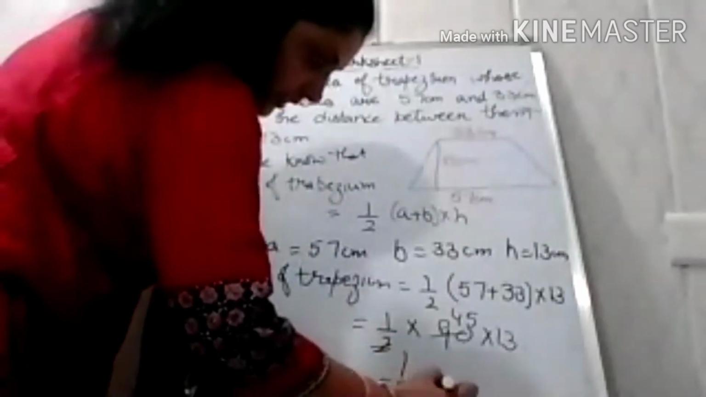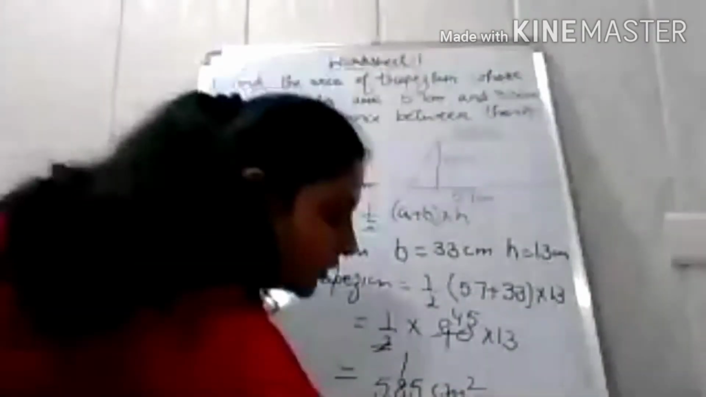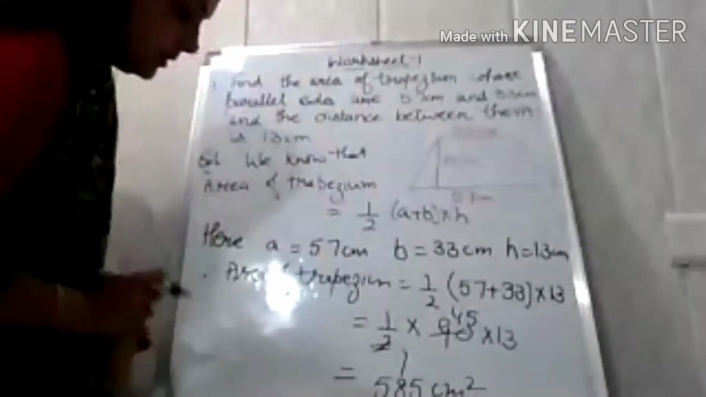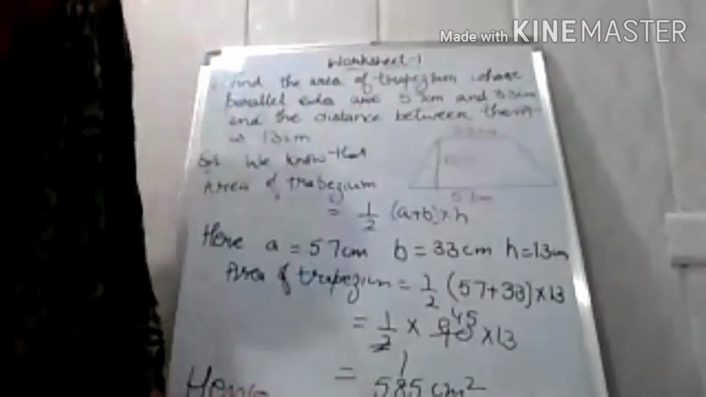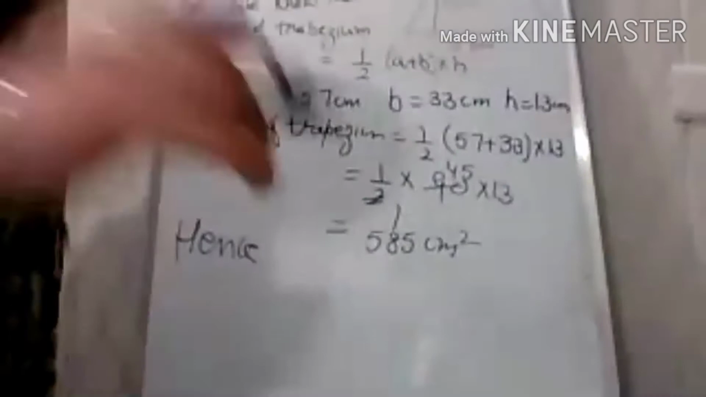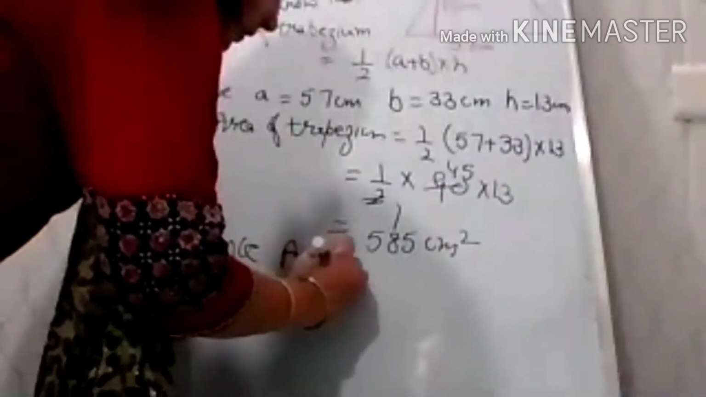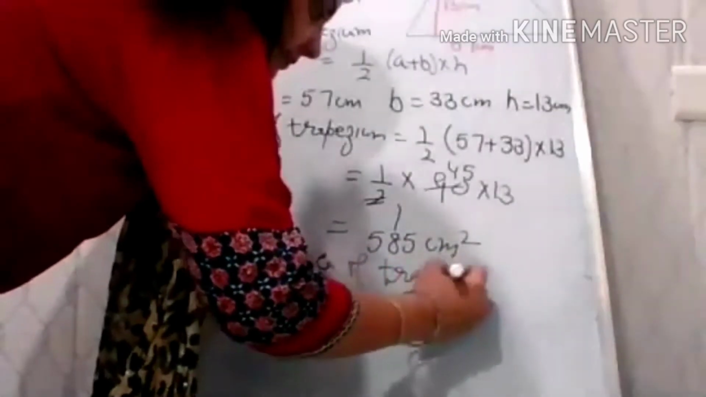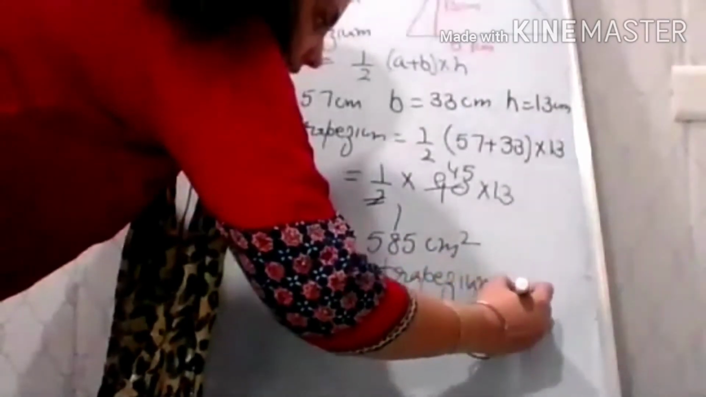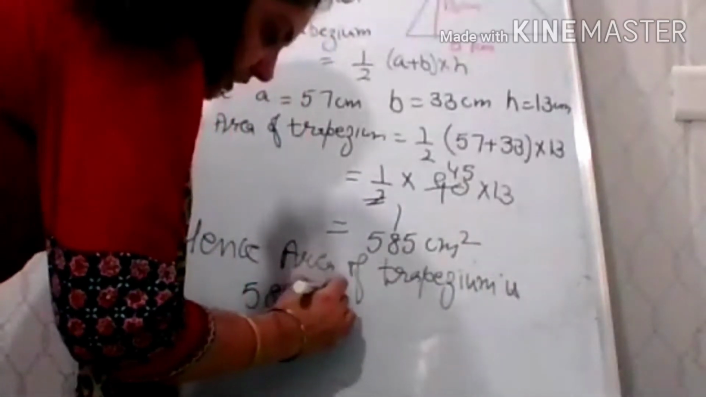585 centimeter square. Hence, at last, area of trapezium is 585 centimeter square.